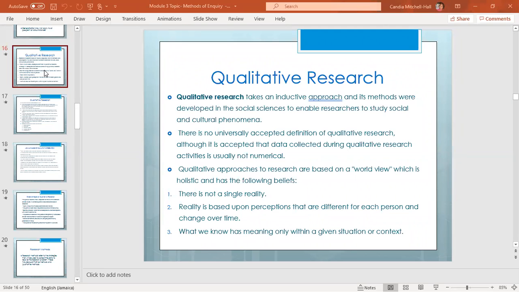Next is qualitative research. So we looked at quantitative research. Now, qualitative research takes an inductive approach, and its methods were developed in the social sciences. When we're looking at qualitative research, this is really things that you're going to glean from the literature, from books. And as this point states, there is no universally acceptable definition of qualitative research, although it is accepted that data collected during qualitative research activities is usually not numerical, right? So for qualitative research, you're talking about things that are not numerical.